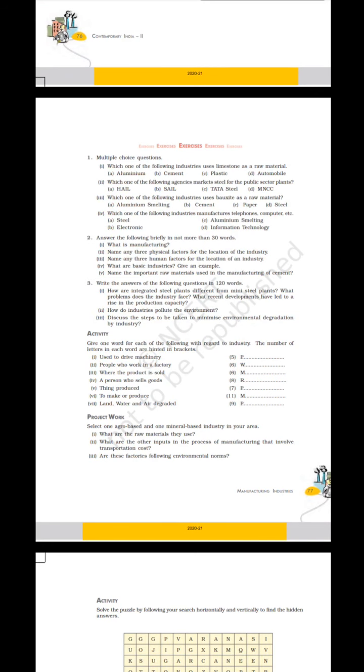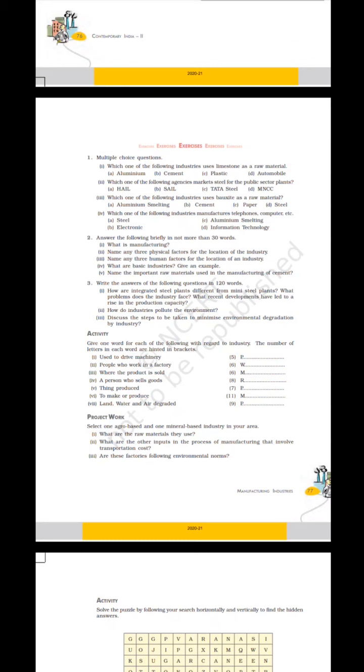Activity. Give one word for each of the following with regard to industry. The number of letters in each word are hinted in brackets. Use it to drive machinery. People who work in a factory. Where the product is sold. A person who sells goods. Thing produced. Producer. To make or produce. Land, water, and air degraded.